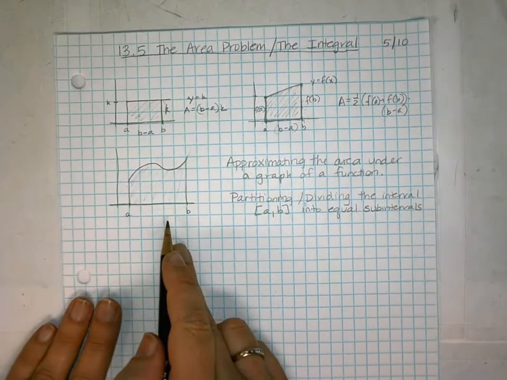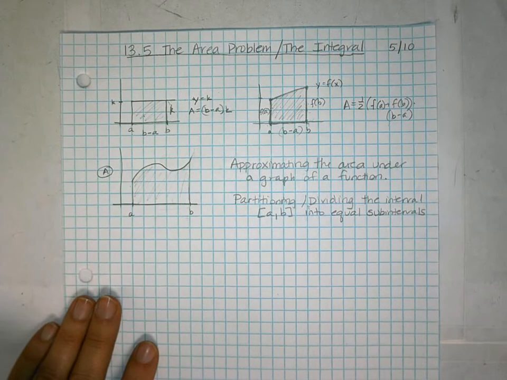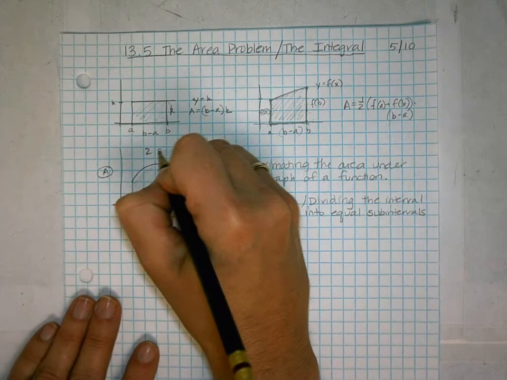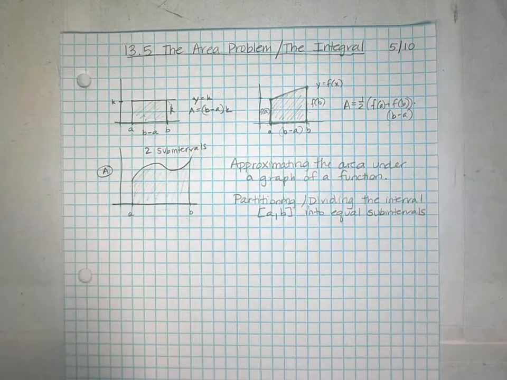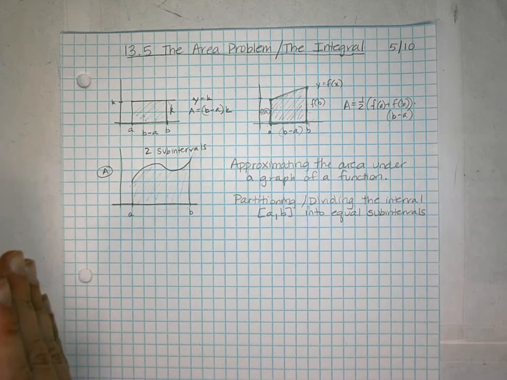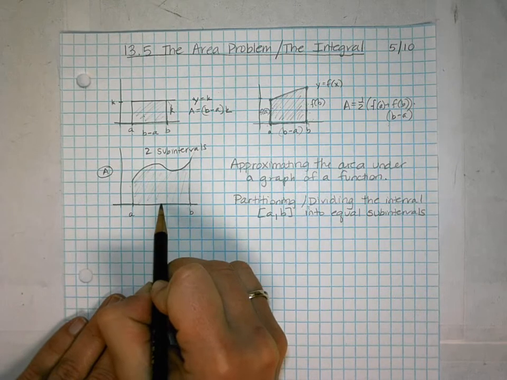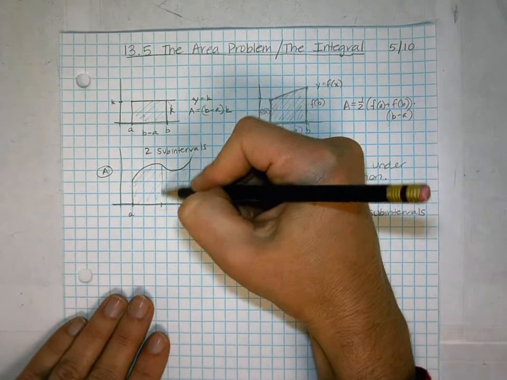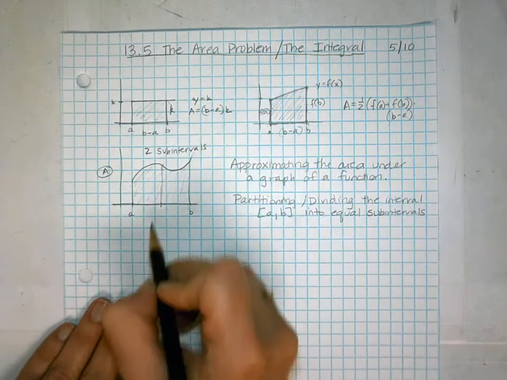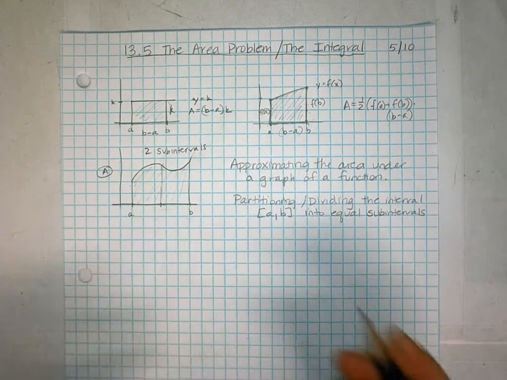So working with this graph right here, I'll call this type A. What I'm going to do is partition this. I'm going to divide this into two sub-intervals. Okay? Two perfectly equal pieces. So if I was going to divide this into two perfectly equal pieces, that would be right about there, right? So there's my half. Now, the distance from here to here would be exactly the same as the distance to here because they're equal.